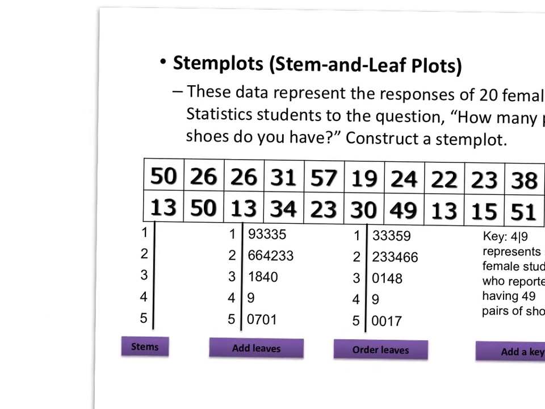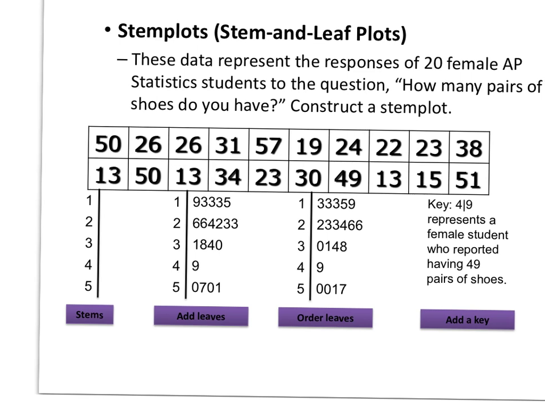So the first thing we're going to do is figure out what our stems are. As I mentioned, we had a low of 13 up to a high of 57, so it makes sense that we break stems up into tens. So all the tens, all the 20s, 30s, 40s, and 50s. So these are the stems. We put a line there and we start putting down our leaves, kind of just in order.